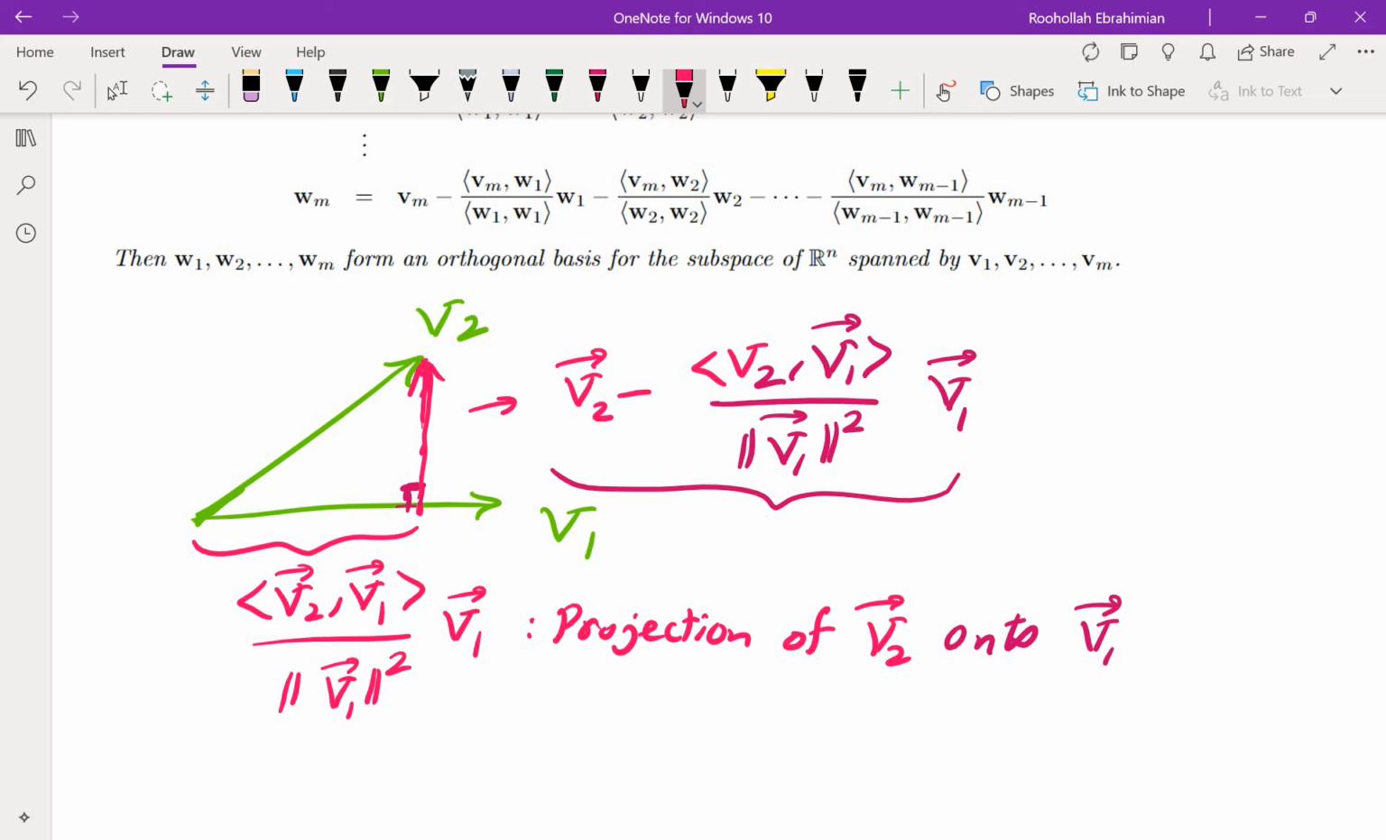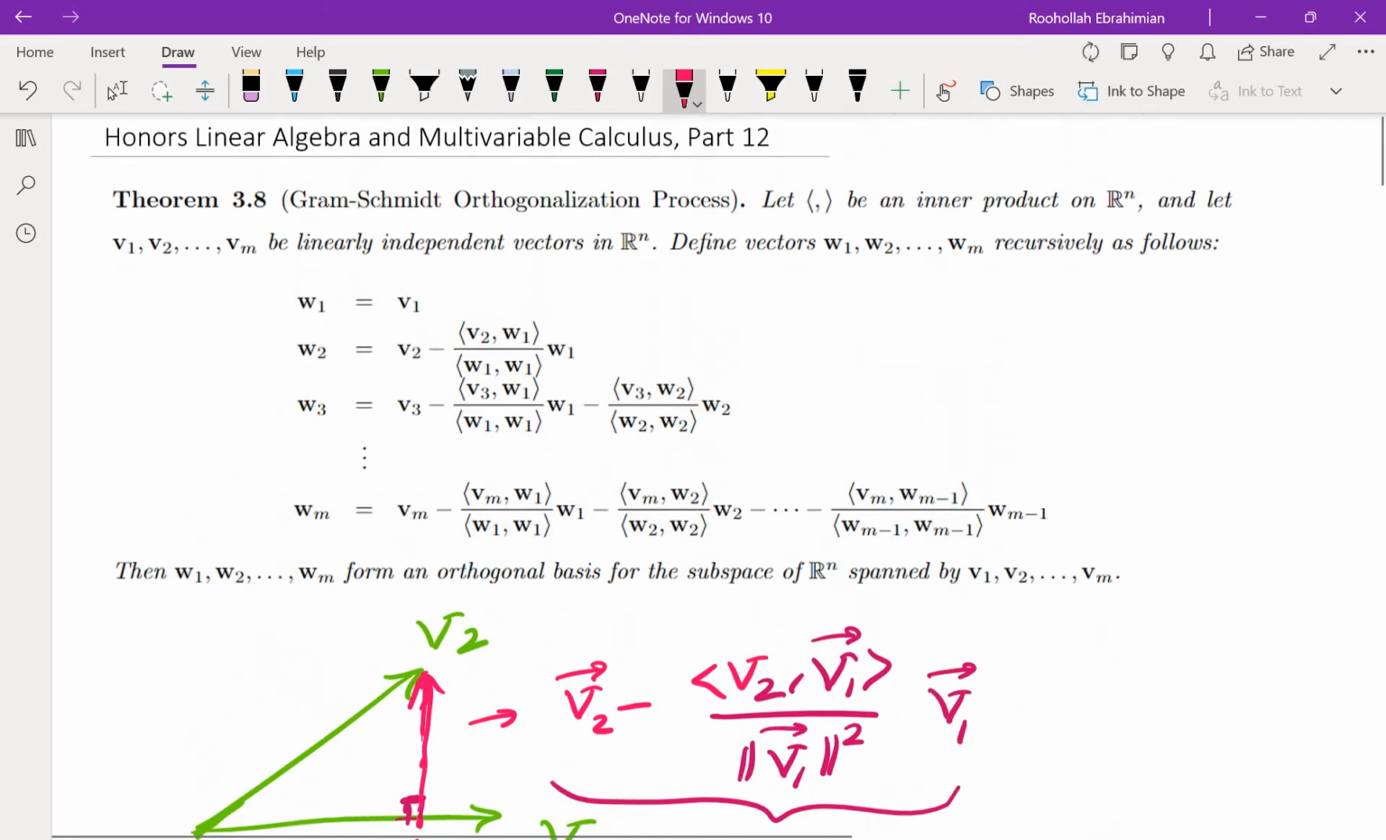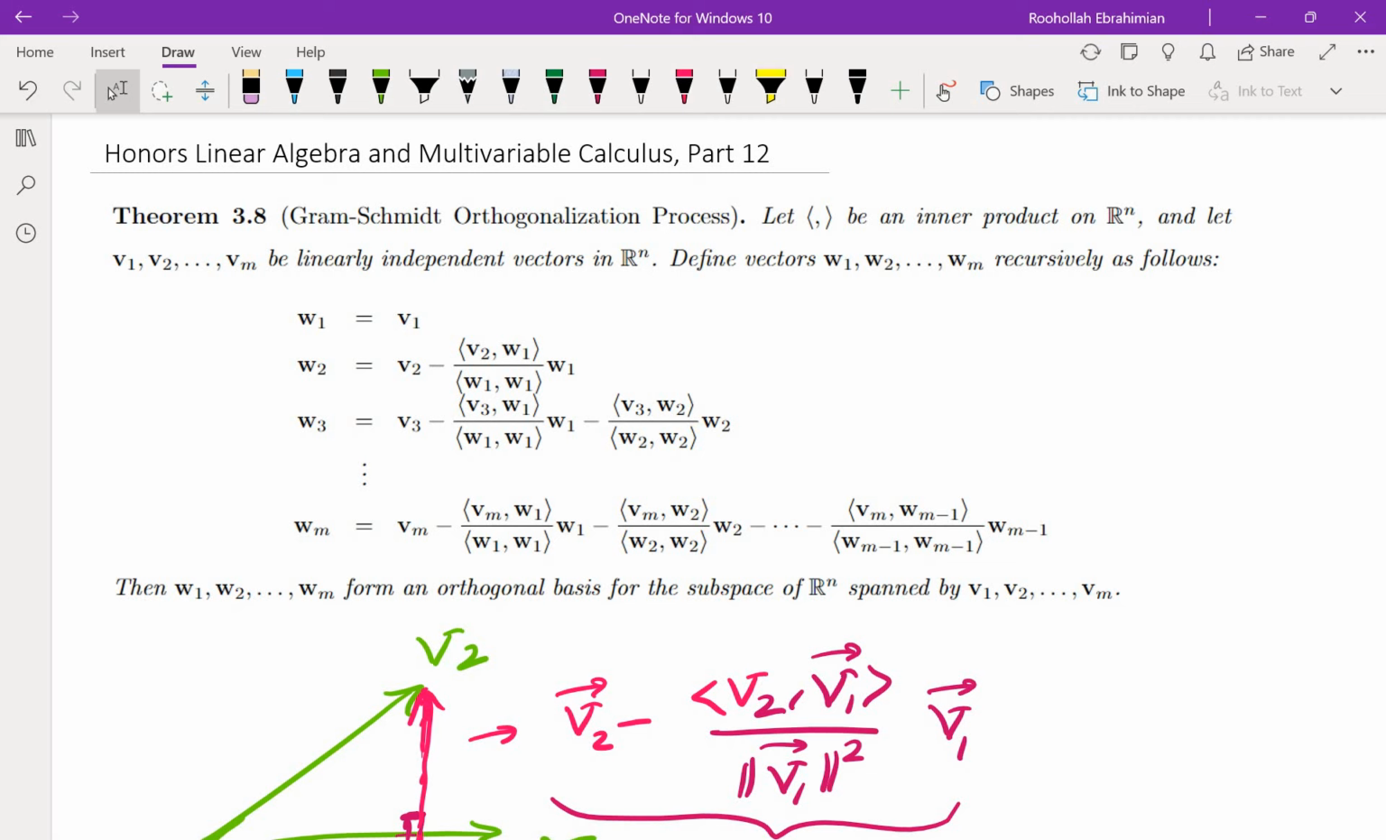If you repeat the same process, you will obtain a set of vectors that is orthogonal. So here is now the statement of the Gram-Schmidt process, and then we will go over the proof, and then we will do an example. Let angle bracket comma angle bracket be an inner product on Rn, and let v1 through vm be linearly independent vectors in Rn. Define vectors w1 through wm recursively as follows.